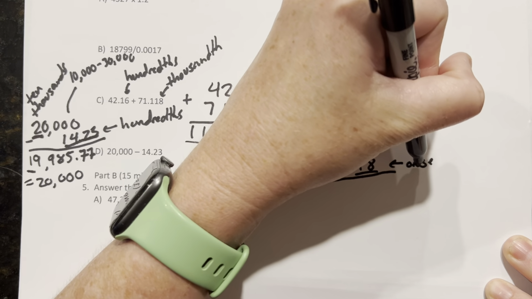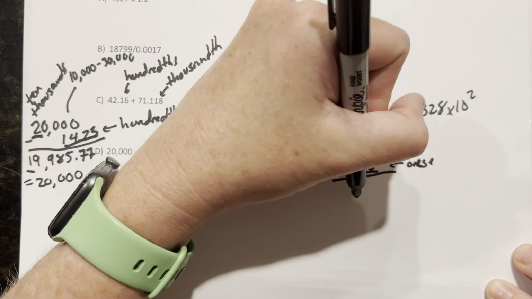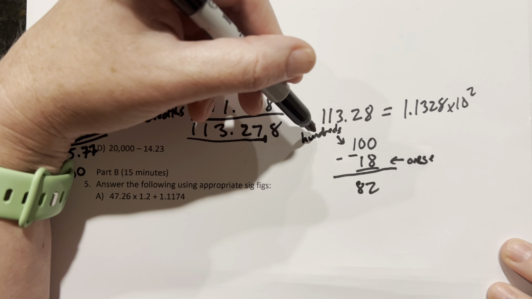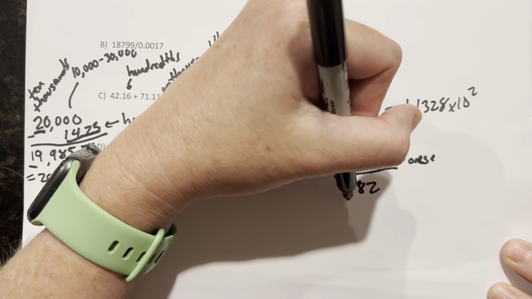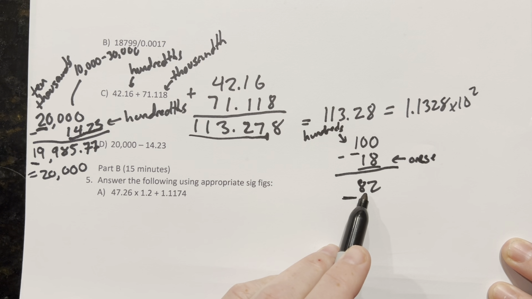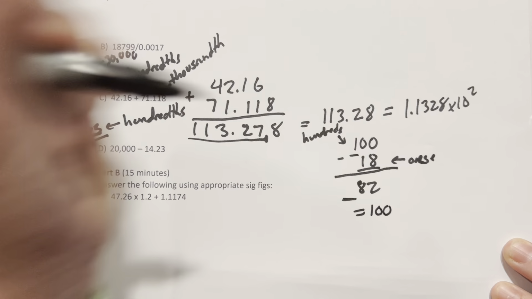Ones. I can spell ones. And so when we subtract it, we get an answer of 82, right? But again, we only know up to the hundredths place. So we underline up to the hundredths place, which would be right here. Ask if the number next to it's 5 or greater, and it is. So you have to round up, and our answer ends up being 100.